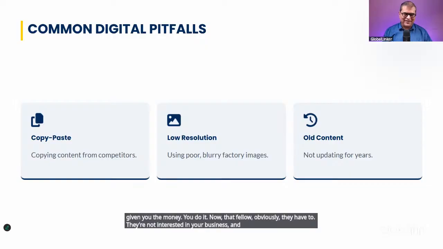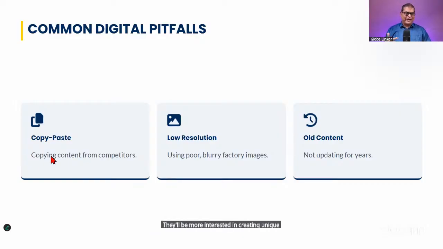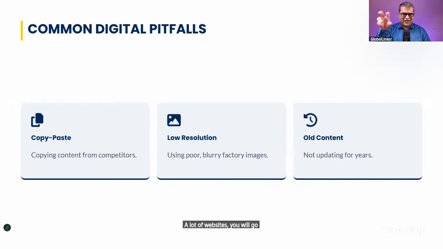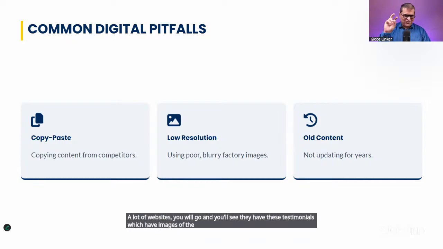And I'm not saying that every agency is like that, but generally, human psychology, why would they be more interested in creating unique content? So they also take shortcuts. They'll find someone who's similar to you, and they'll just copy paste the content and add it to your website. And that's why there were so many websites which had the same content. Even today, a lot of websites have testimonials with images of the person. Just right click on it and use Google Lens, or if you have a smartphone in front of your screen, use Google Lens and search that same person. Most of the time you'll find that same person's image is on 10 different websites or 50 different websites, and the person has different names.